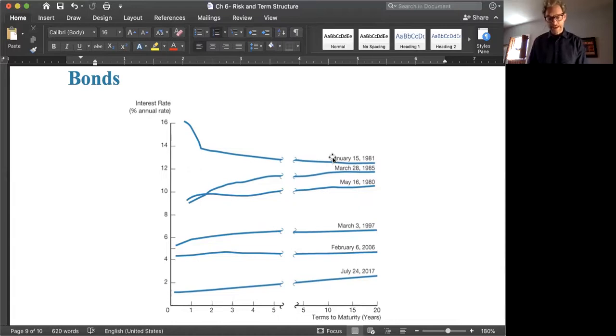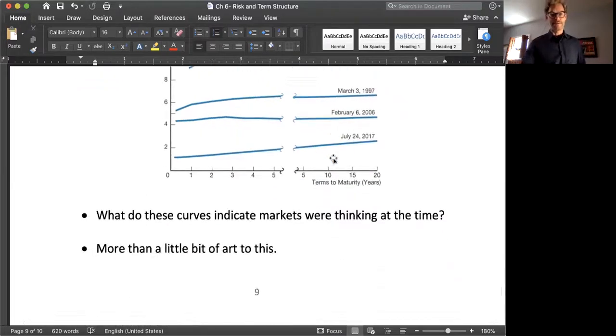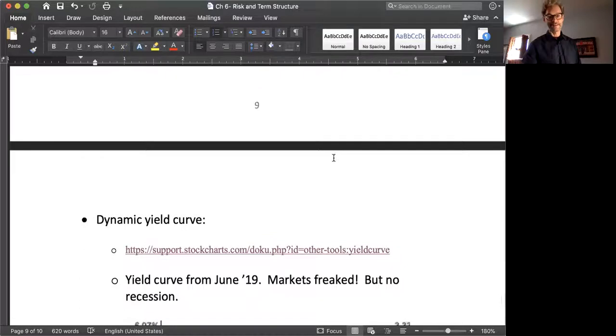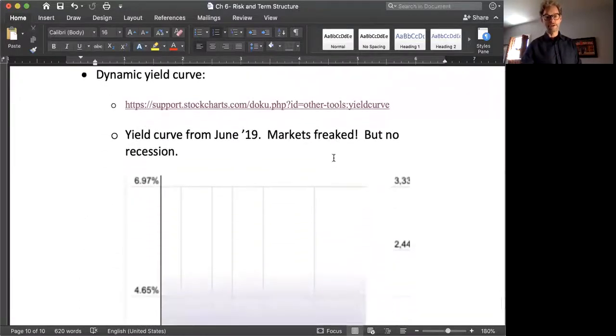So listen, interpreting yield curves is not so much a science as it is kind of an art, right? You kind of have to look at these things and wave your hands a little bit and try to figure out what's going on.